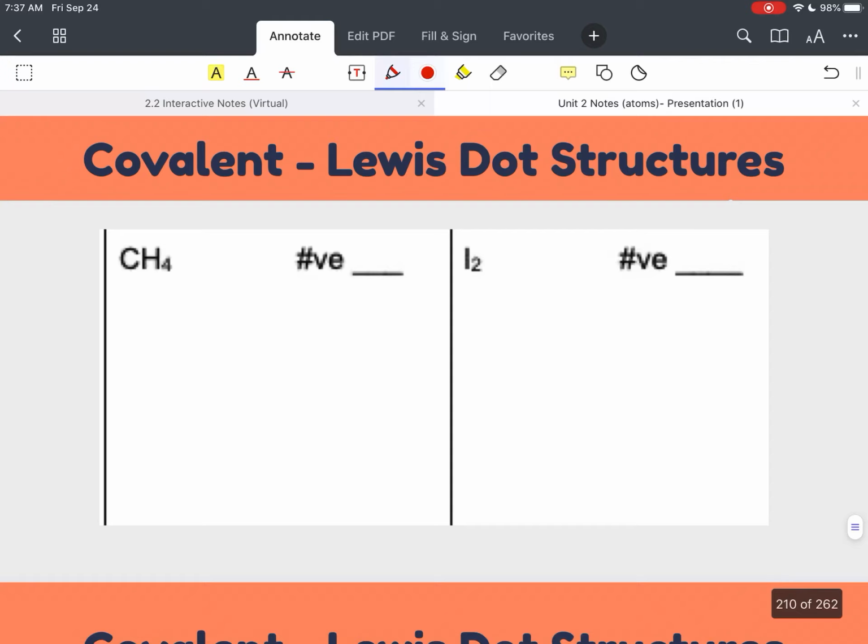let's look at some more. So here is CH4. Hydrogen has 1, but there's 4 total. So that means I have 8 valence electrons. Remember, my hydrogen can't go in the middle. So I'm going to put carbon in the middle.